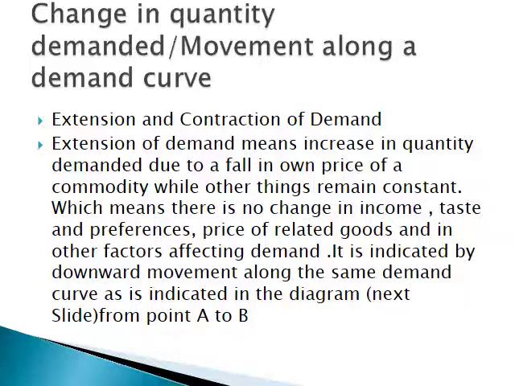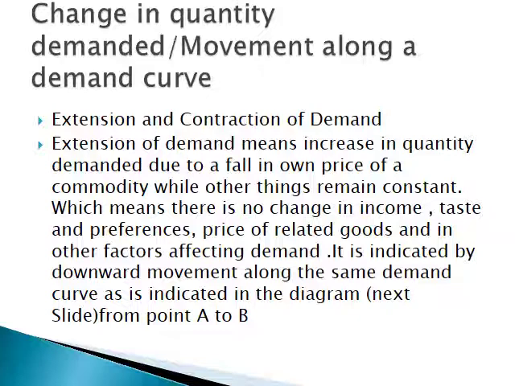Change in quantity demanded or movement along a demand curve is known as extension and contraction of demand. As I told you, in this case, we are going to study the relation between price and demand while other factors remain constant. Extension in demand takes place when there is a fall in price of a commodity while other things remain constant.